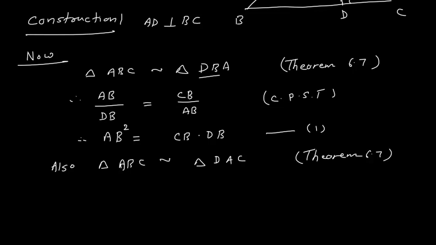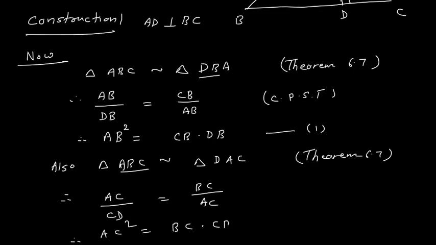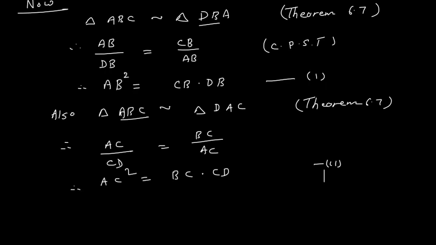Therefore now here in this case, I want AC square. So I will say that AC upon DC or CD is equal to BC upon AC, and this gives me AC square is equal to BC into CD. Okay, this we take as equation 2. Now we add equation 1 and 2.